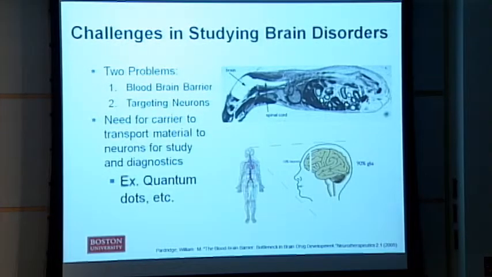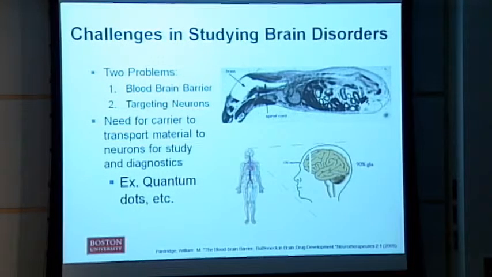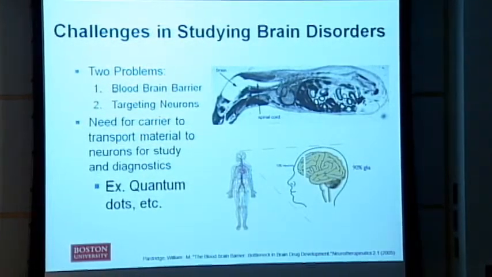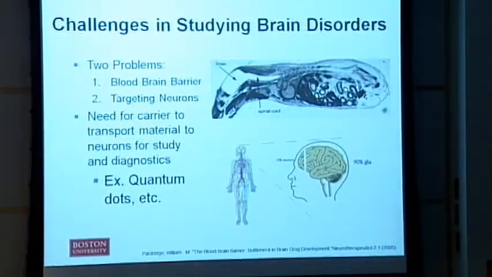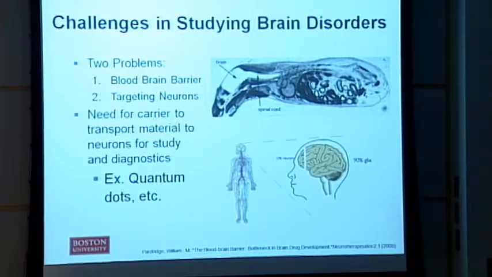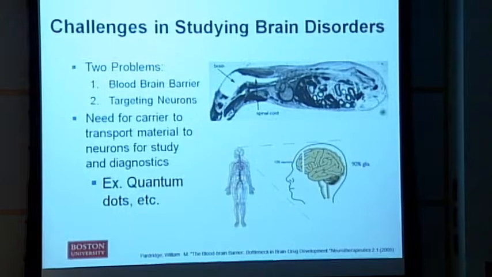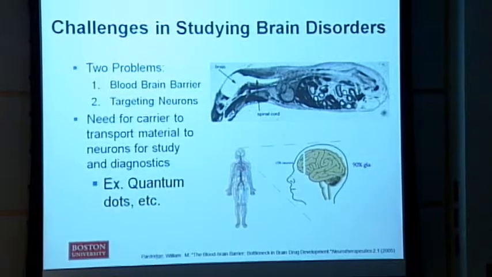So there are two main problems in trying to study and target therapies to these brain disorders. First is the blood-brain barrier. This is basically a membrane that exists to protect your brain from toxins that exist in your bloodstream. But it also poses a problem for therapy because drugs that are injected into the bloodstream to target the brain do not cross over in adequate amounts.